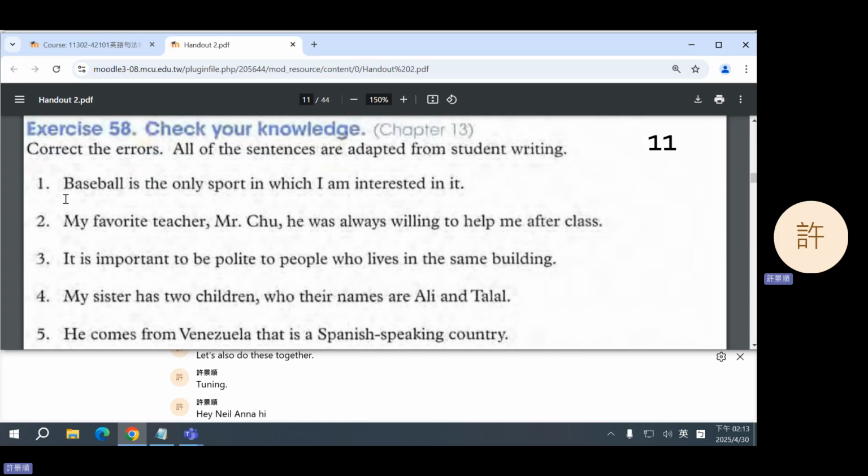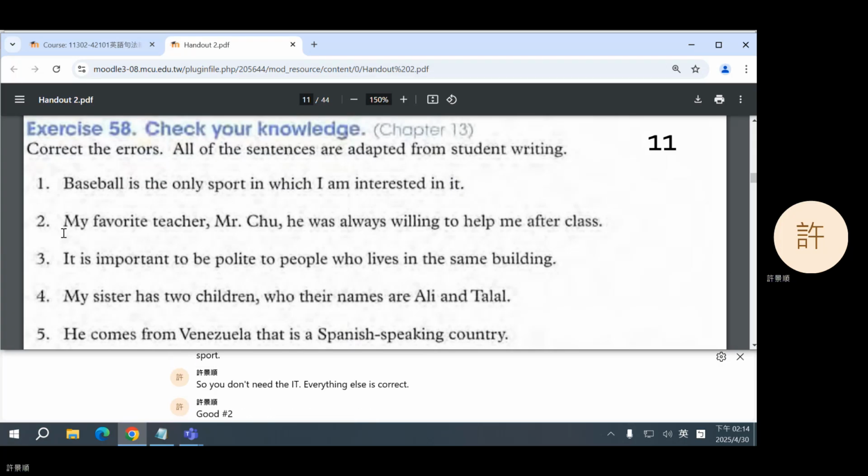Hi, number 1. Baseball is the only sport in which I am interested in it. Do you have the handout? Okay, never mind. Do you notice anything wrong with this sentence? Is this correct? Correct. We don't need the it, right? The word it just means which. Which means sport, so you don't need the it. Everything else is correct. Good.